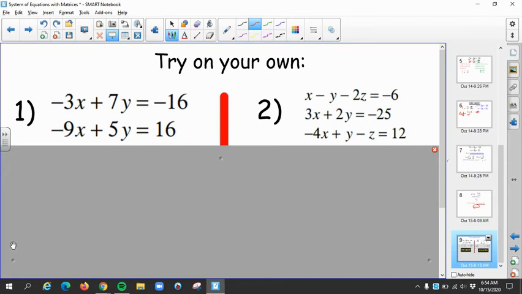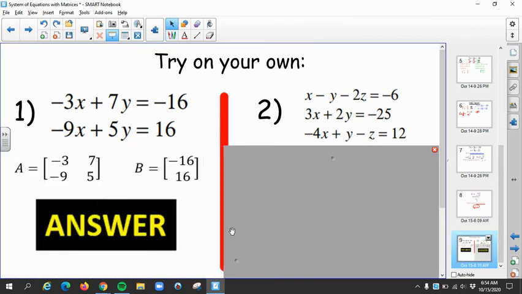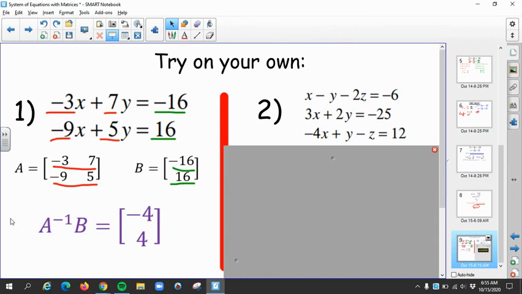Hopefully by now you've set up your matrix. Let's go through what your matrix should look like. I'm going to slide this over a little bit. So your numbers are coming from the problem up here, -3 and 7. Here's your top row right there. -9 and 5. Here's your bottom row right here. For your coefficient column matrix, -16 and 16 are listed on this side. Now do the inverse matrix. So A inverse matrix times B, and see if you get the same thing that I got. This means that your X is equal to -4 and your Y is equal to +4.